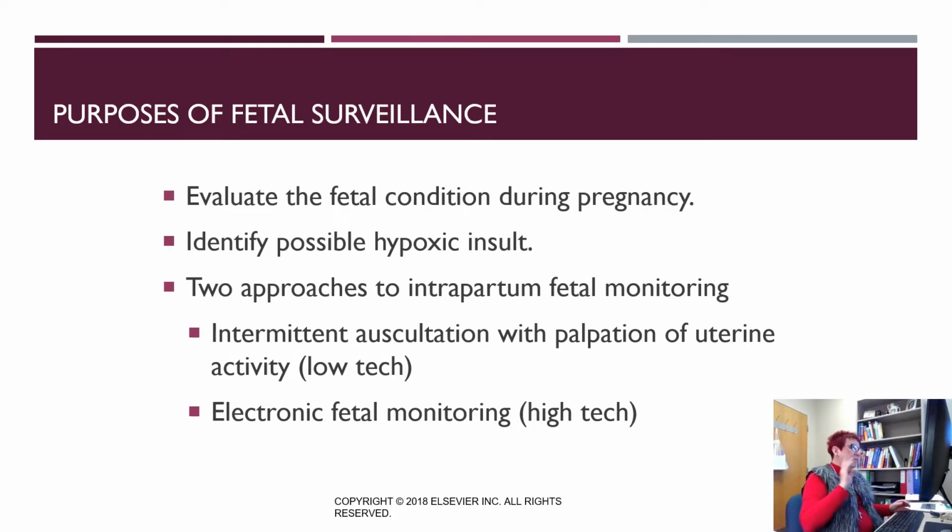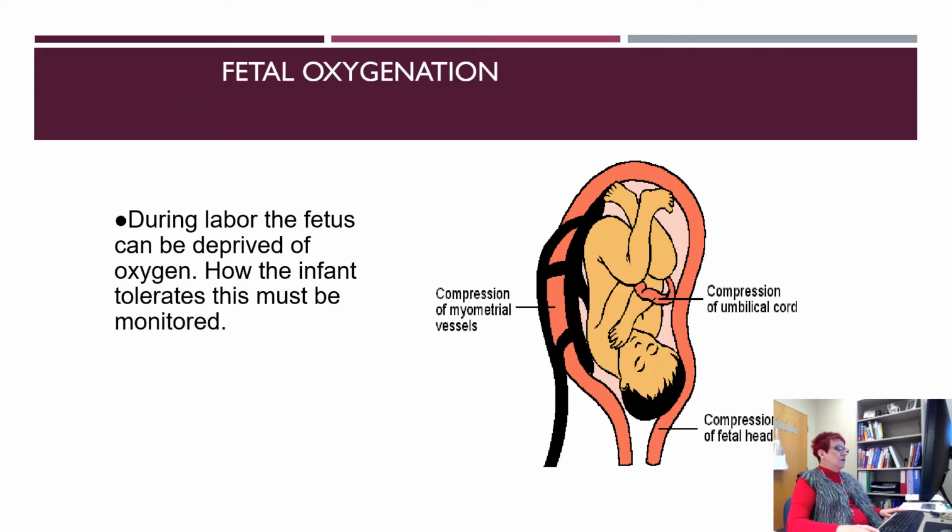We do this by two ways, fetal monitoring by two ways. Intermittent auscultation with palpation of uterine activity, and this is pretty low tech. It's not as invasive, possibly. And then we have electronic fetal monitoring, either external or internal. So during labor, the fetus can be deprived of oxygen just because of the contractions and so forth. And so how the baby reacts to this, we need to know about. And so there may be compression of the maternal vessels, there may be compressions of the cord, and there may be some compressions of the head, which is kind of normal if it's coming down head first, obviously.